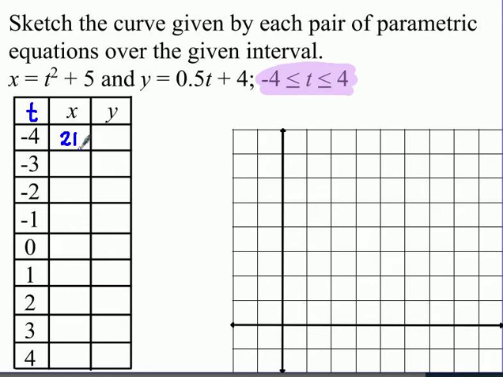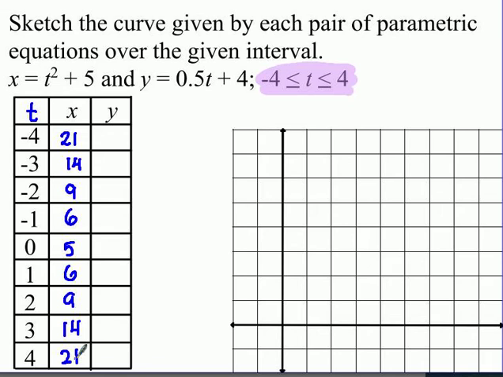Now I'm going to do the same thing with negative 3. That's 14. What about negative 2? 9. Then 6. Then 5. Then 6, then 9, then 14. Those are your values for x.